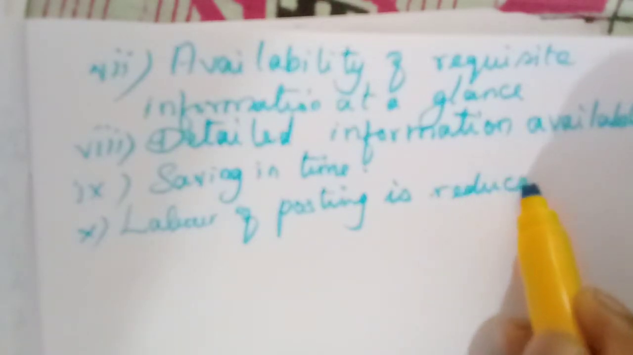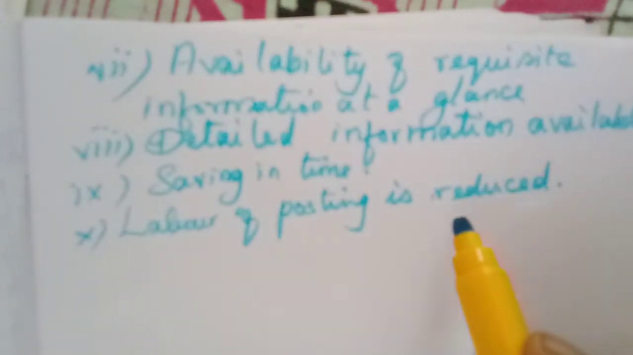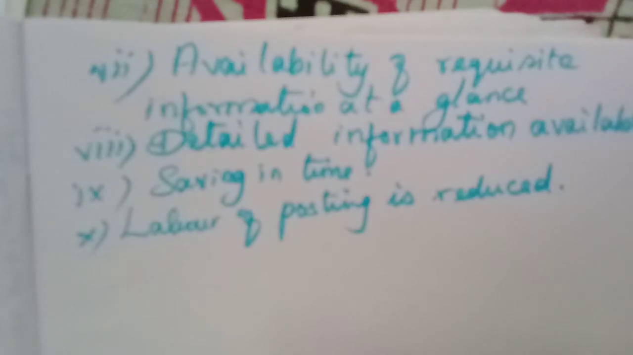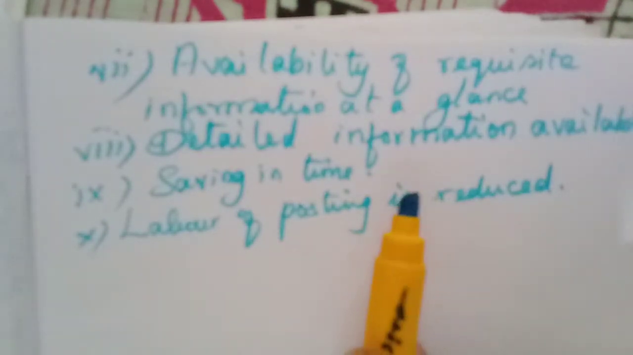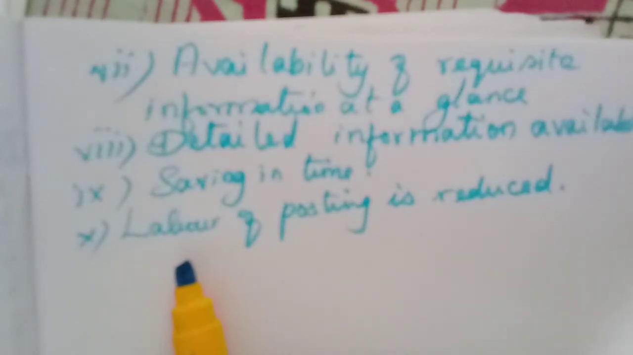Here, posting. For example, many purchases will be there. Preparation of journal entries is a first waste of time. Then again we need to post each and every transaction, each and every journal entry in the ledger account. There also we need to post each and every journal entry.